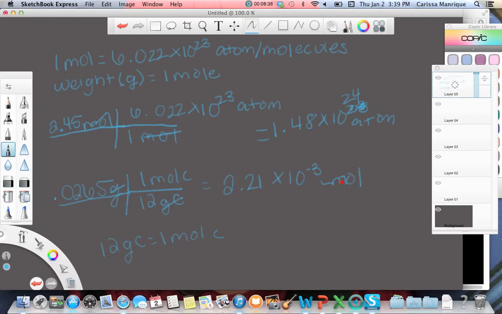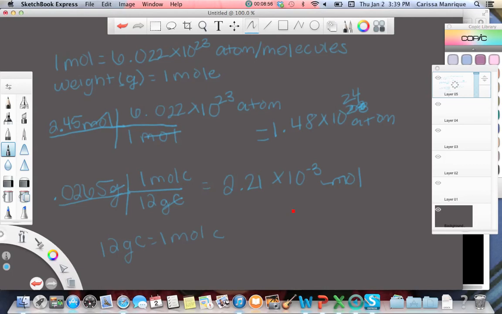Okay, so let's look at this. 1 mole of this weighs 12 grams. But we don't have 12 grams. We only have 0.0265. We have a very small amount of carbon. So that's why we have a very small amount of moles.